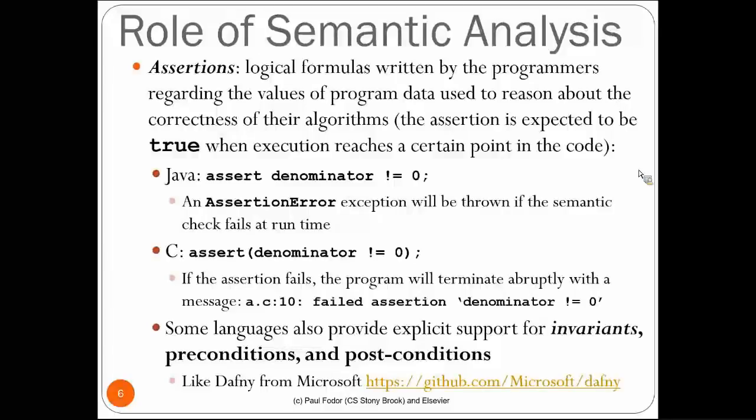The syntax in C is like a method invocation. We have assert and then, for example, denominator different than zero. It's a logical condition. Again, if the assertion fails, the program will terminate abruptly with a message that the assertion failed. Similar to assertions, there are other dynamic checks. For instance, some languages like Dafny from Microsoft, and we had a talk about that this year in fact, support invariants, which are logical conditions used to prove the correctness of loops, methods, and any kind of code. They are executed in parallel with the main program, and they prove the correctness of the program itself.